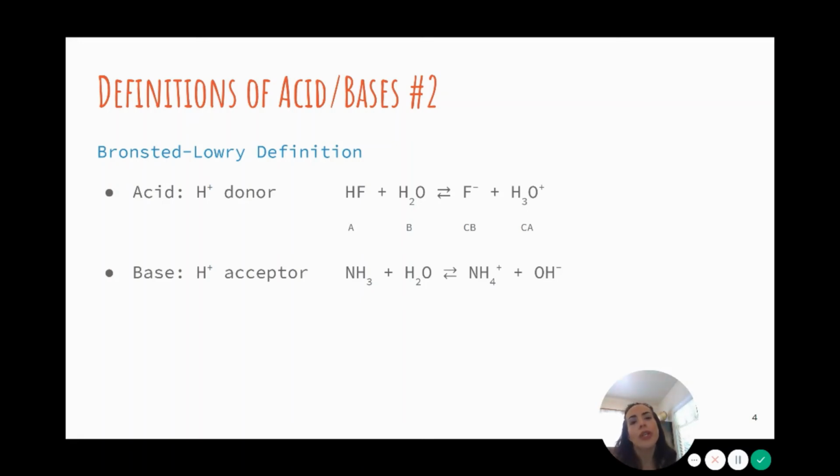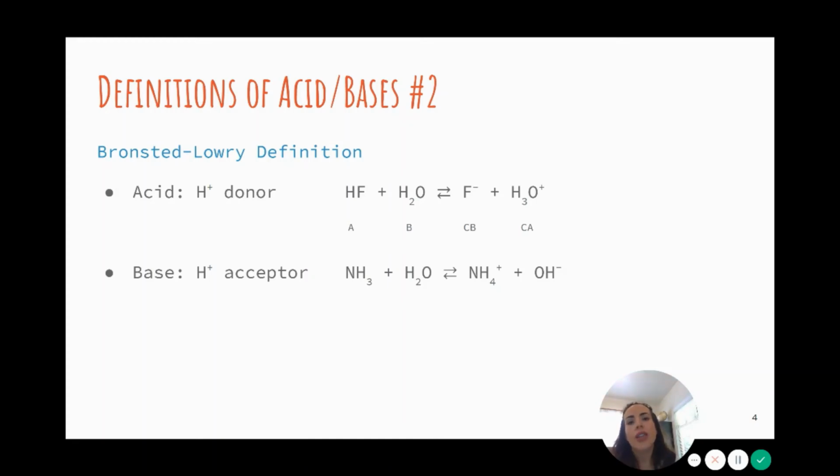Because if we were to look at ammonia with the Arrhenius definition, we wouldn't identify this as an acid or a base because it doesn't have a hydroxide. However, when we look at how it reacts with water, we actually do see that it is a base because it accepts a proton. So notice that when we start at the very beginning, it's ammonia, and then it accepts a proton and becomes ammonium. So it is a proton acceptor, and therefore it makes it a base.